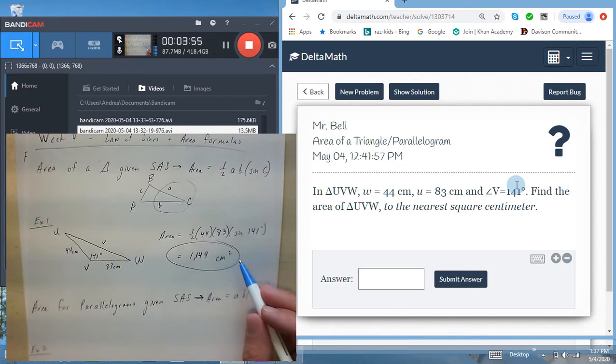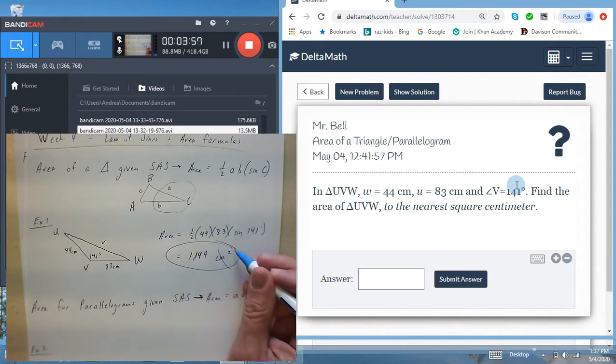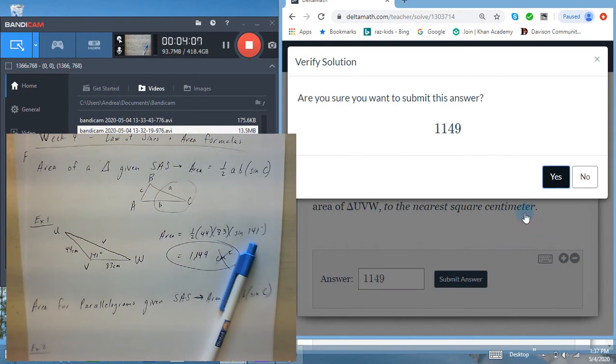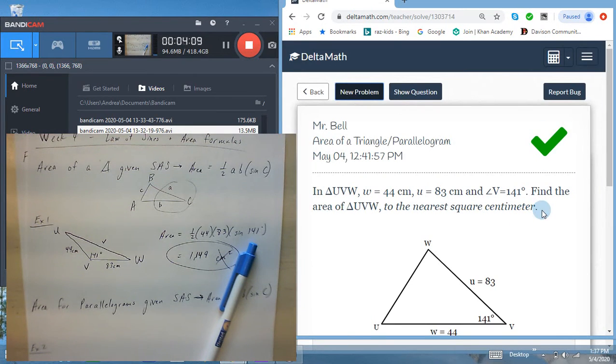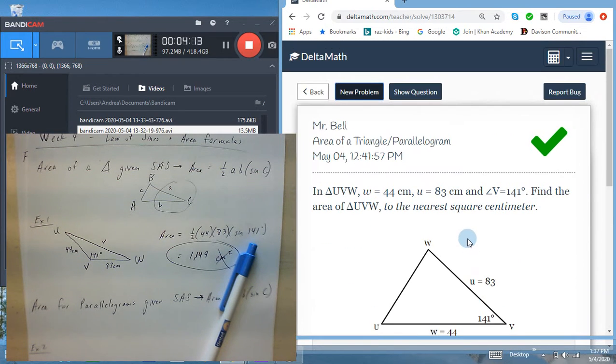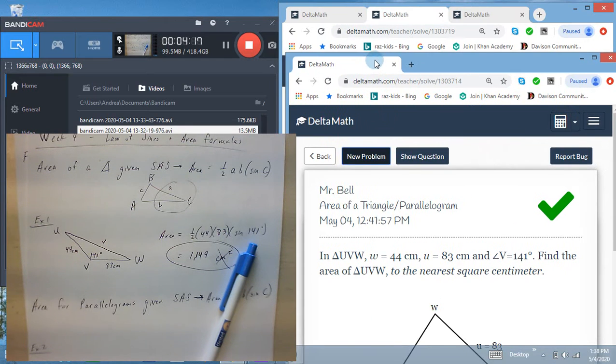All right, when you punch in your answer, you don't actually need to put the units in there. 1149 is going to be enough. Here, let me show you. 1149. Submit answer. Yep, and we're good. It accepted it. Okay. All right, so on to area of parallelograms. Let me get rid of this one first.